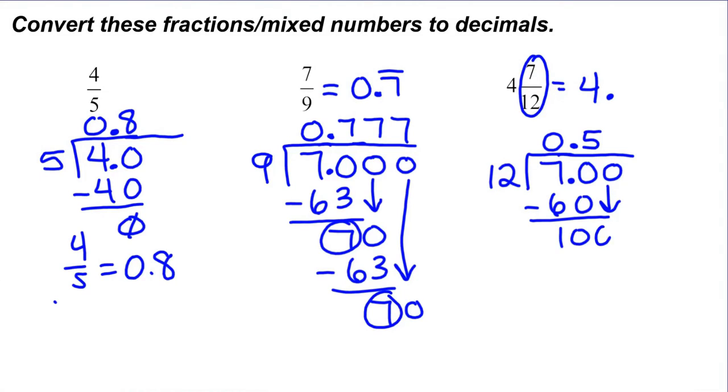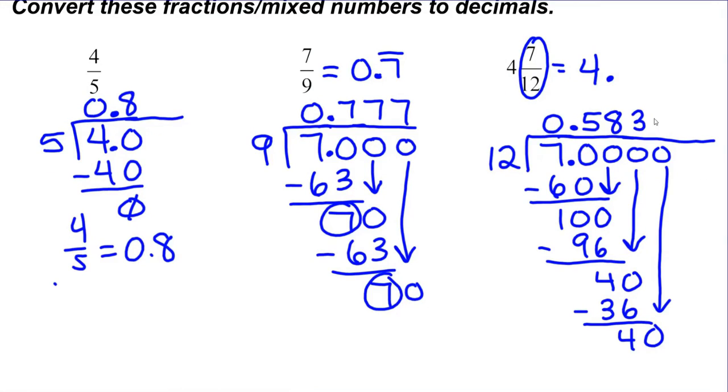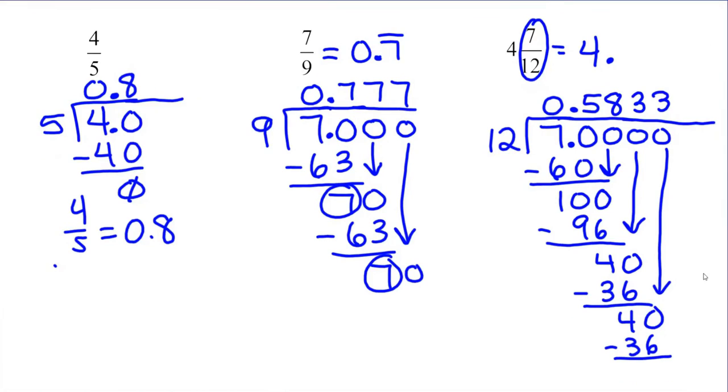We'll bring down the next number in 7, which is a 0. 12 goes into 100 8 times. 8 times 12 is 96, with a remainder of 4. We have to keep dividing if we have a remainder. Bring down the next number in 7, which is a 0. 12 goes into 40 3 times, and 3 times 12 is 36. Again, we have a remainder of 4. Bring down the next number, which is a 0. And 12 goes into 40 3 times. 3 times 12 is 36, with a remainder of 4.